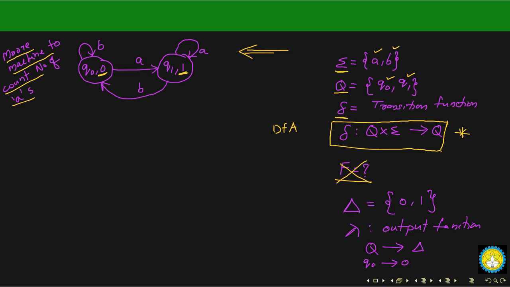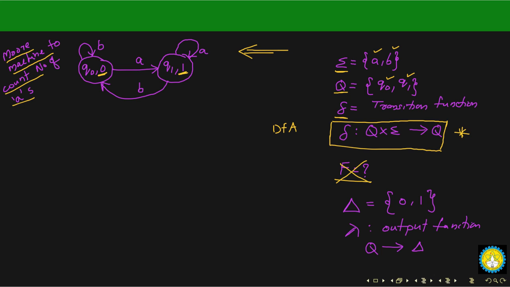So in general, we can say that capital Q is associated with delta. It means that given a state, it is always associated with an output in your output set. In this particular case, Q0 is always associated to 0 and Q1 is associated to 1.